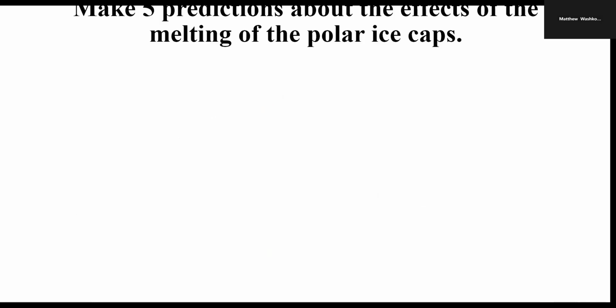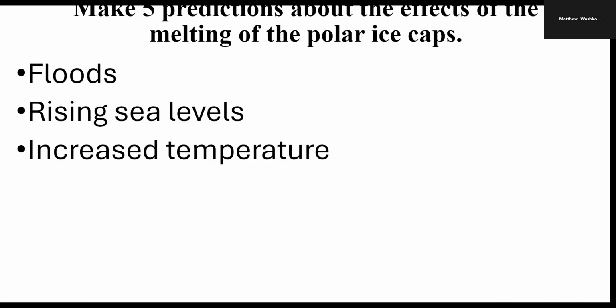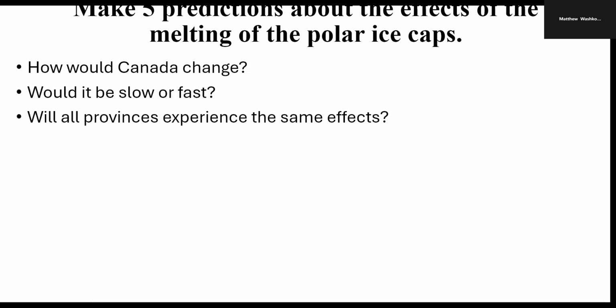I want you to think about, and just pause the video for like 5 seconds, what are 5 predictions that you think would happen when all these ice caps melt? 3, 2, 1. Often we're going to see floods, rise in sea levels, increased temperatures. How are all these things going to change? Is it going to happen really quick? Is it going to happen really slow? Is it going to be something you see in your lifetime, or is it going to be your children or your children's children? Is Saskatchewan going to get the same thing as Manitoba or Quebec or Vancouver or Newfoundland, and so on and so forth?